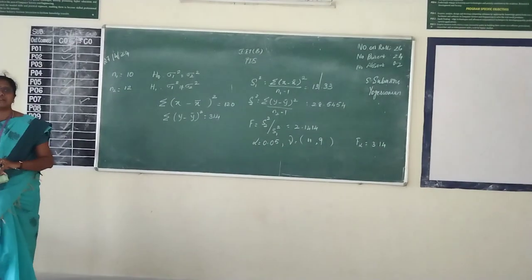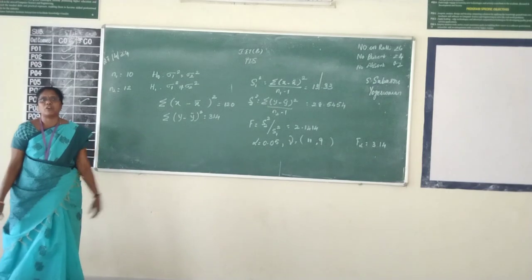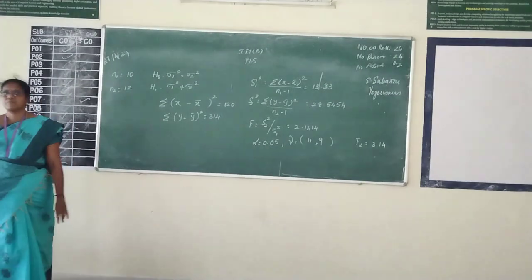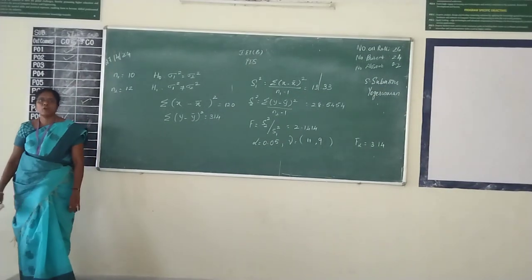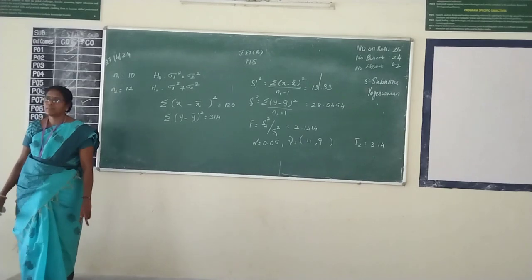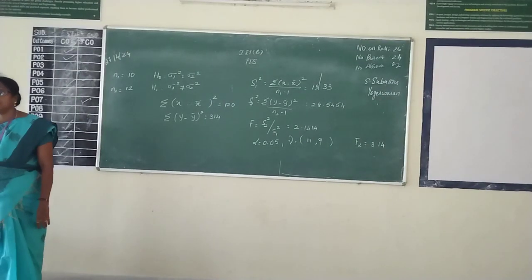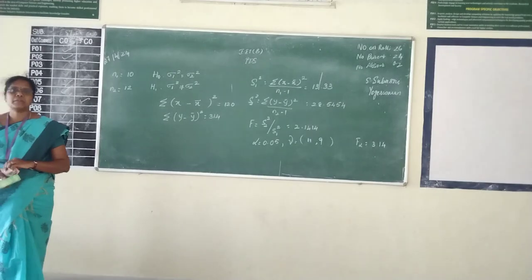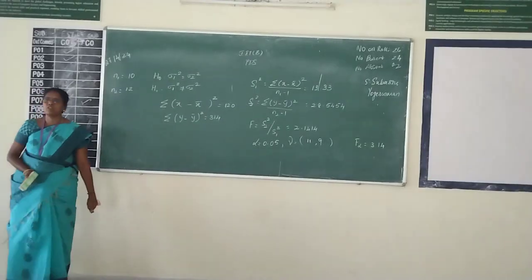Accept, because the calculated value is less than the table value, we are going to accept H naught. Since the modulus of the calculated value is less than the modulus of the table value, accept H naught. Accept H naught. What does accepting H naught mean for the conclusion?